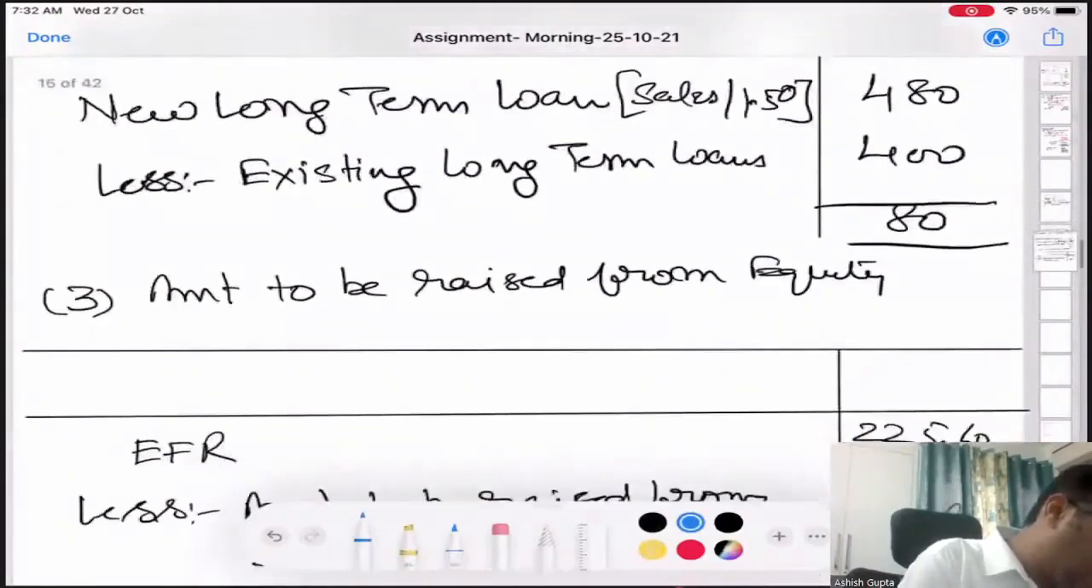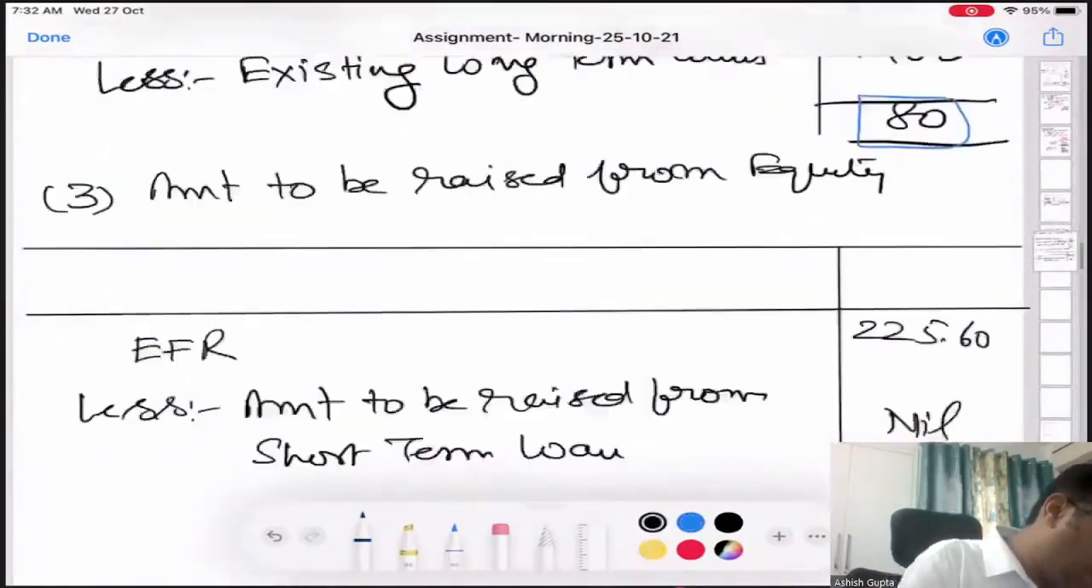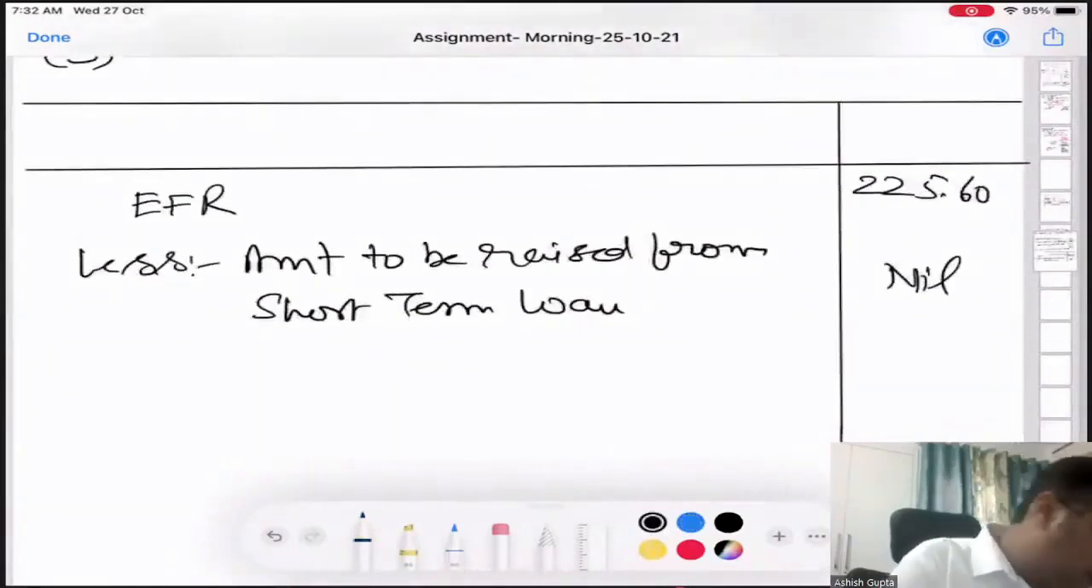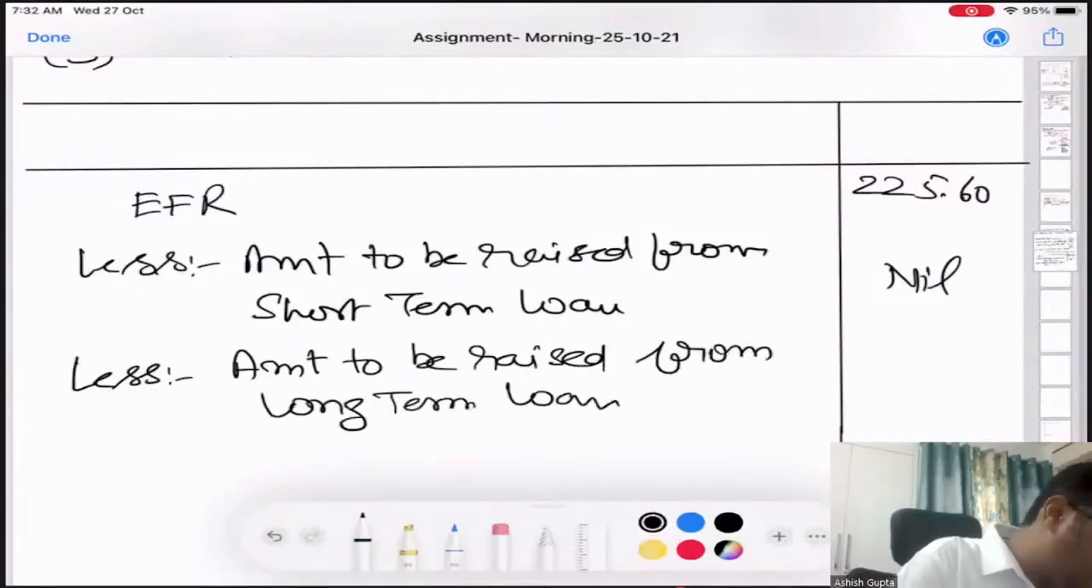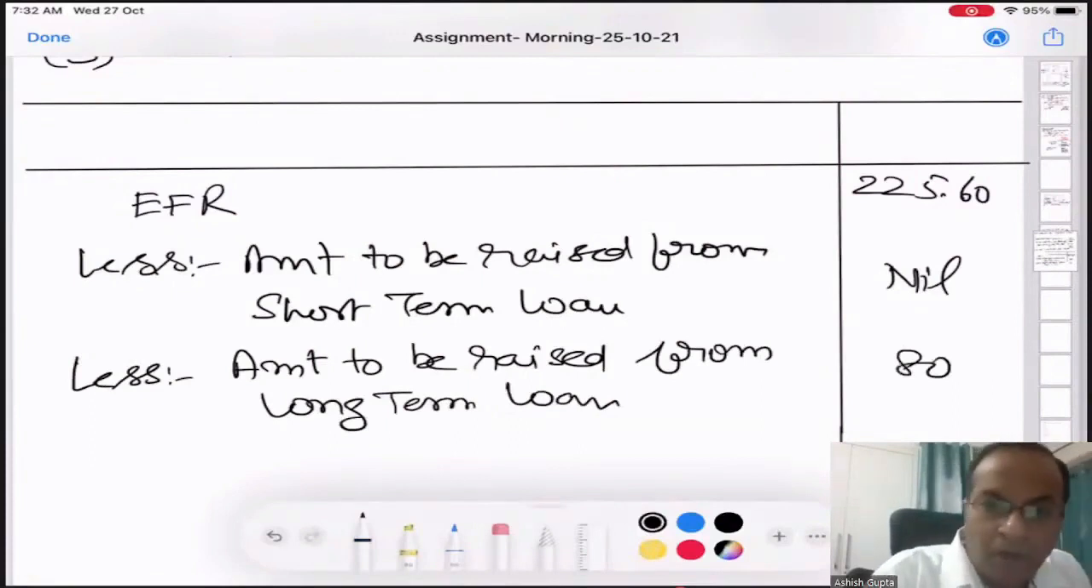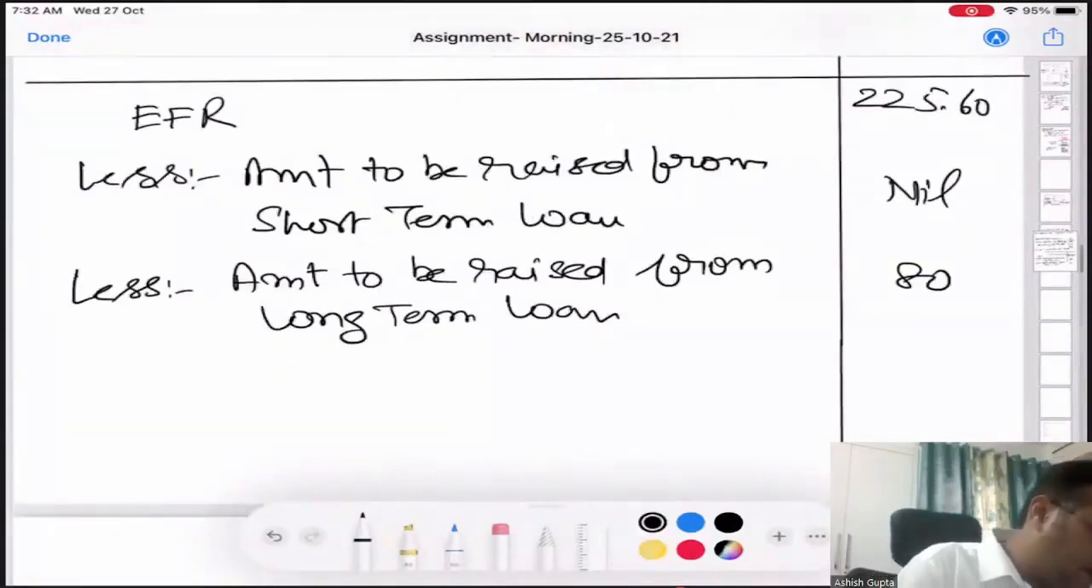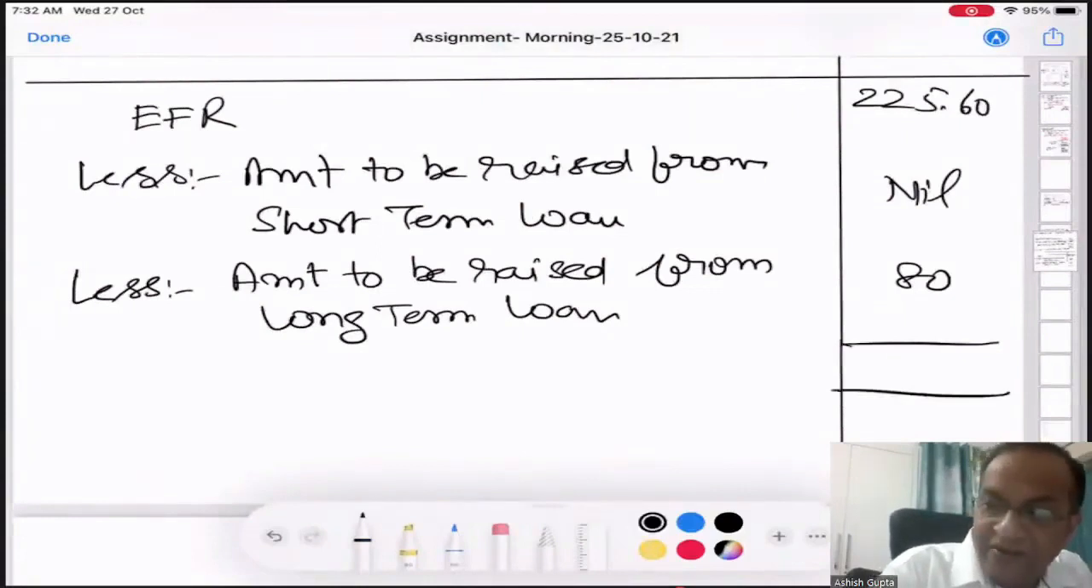Then we come to another item, 80. Let us see. Less amount to be raised from long-term loans. This is 80. So ultimately the balance we can raise from the equity.